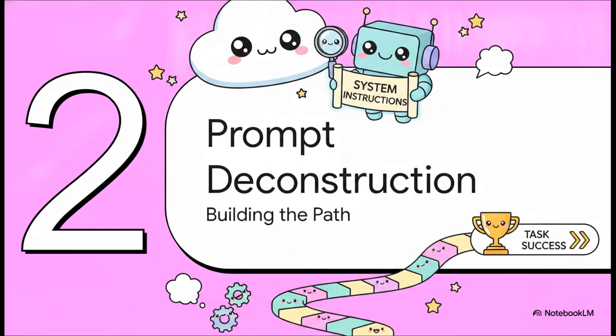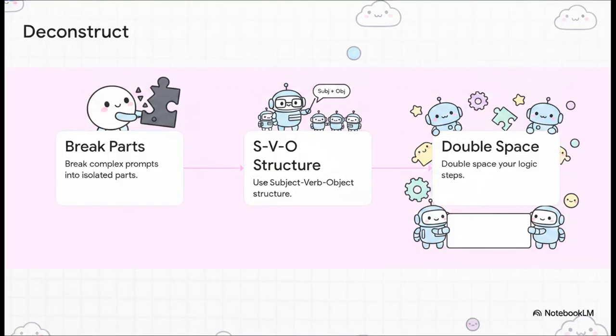Moving right along to Section 2, Master Prompt Deconstruction, Building the Path. Okay, we're going over the shoulder for a second because the secret sauce here is exactly how we break things down. The material outlines a fascinating 3-step formula that literally doubles task success rates. Step 1. Break complex prompts into smaller, isolated parts. Step 2. Use a rigid subject-verb-object structure to keep things incredibly simple. And Step 3, which is honestly such a brilliant pro tip, double-space your logic steps. By forcing this structure, you're giving the model the clear path it desperately wants, which totally prevents it from hallucinating.